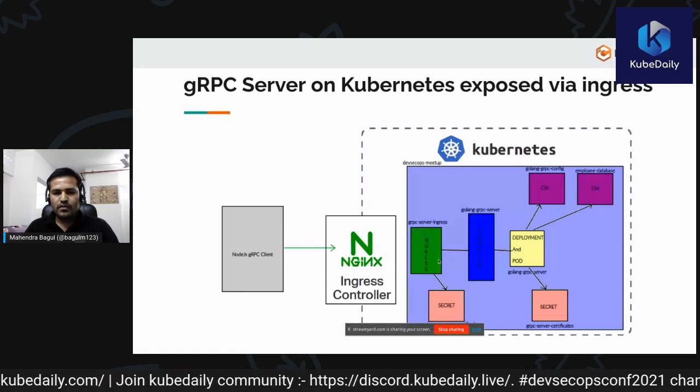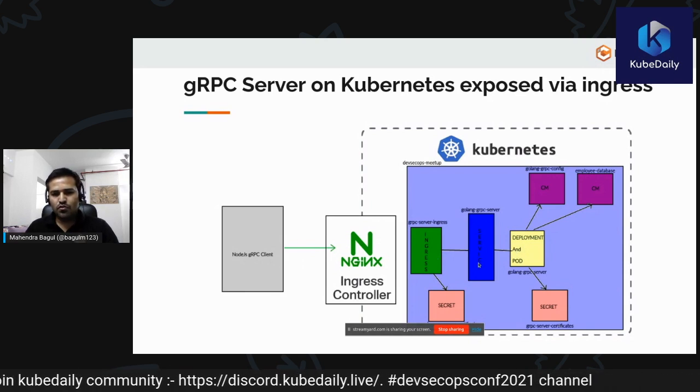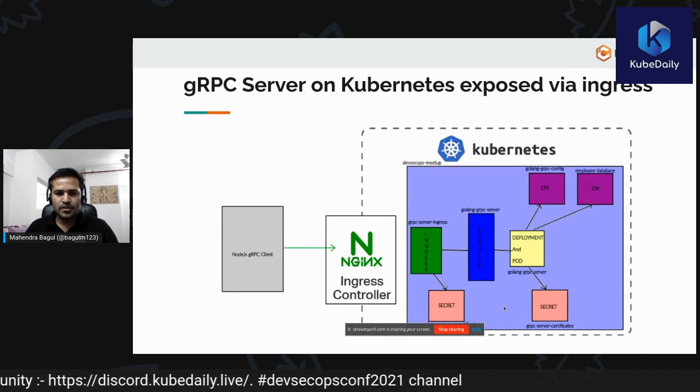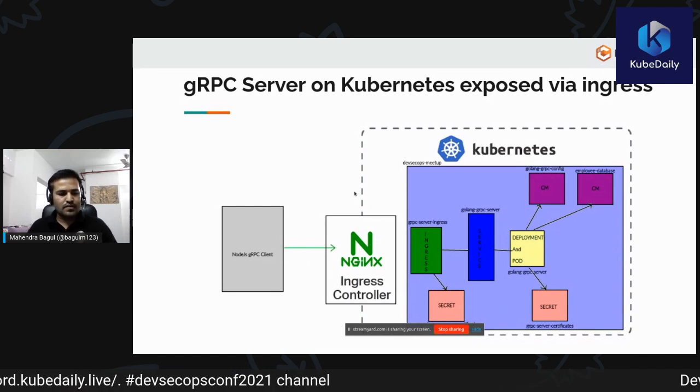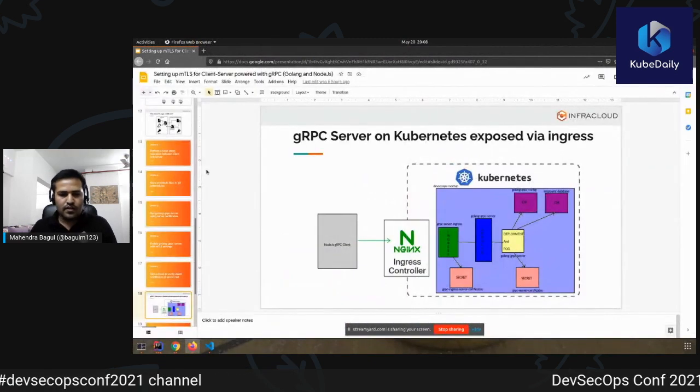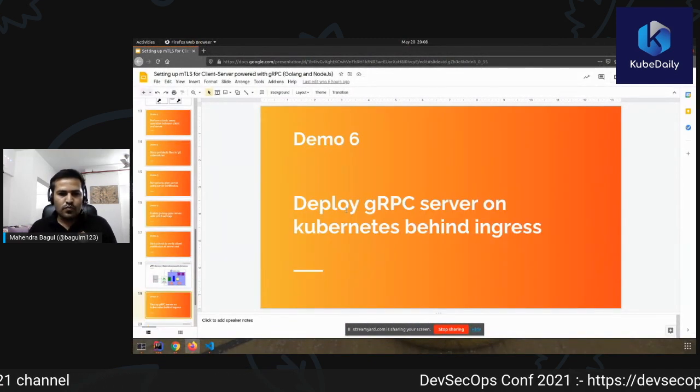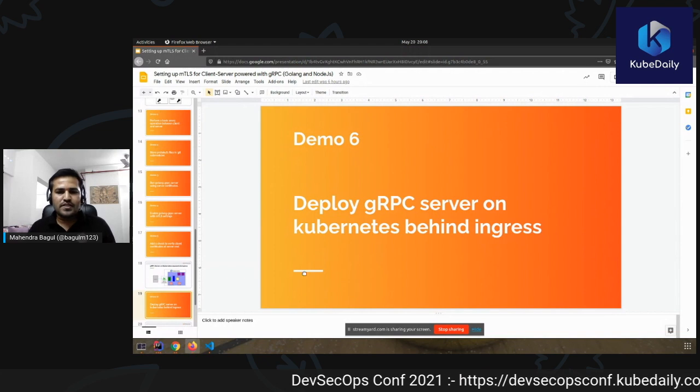Okay, there will not be TLS unloading on the Ingress level, and that was the main topic of this session. Okay, so with this understanding, now let's look at the sixth demo, deploying gRPC server on Kubernetes behind Ingress.